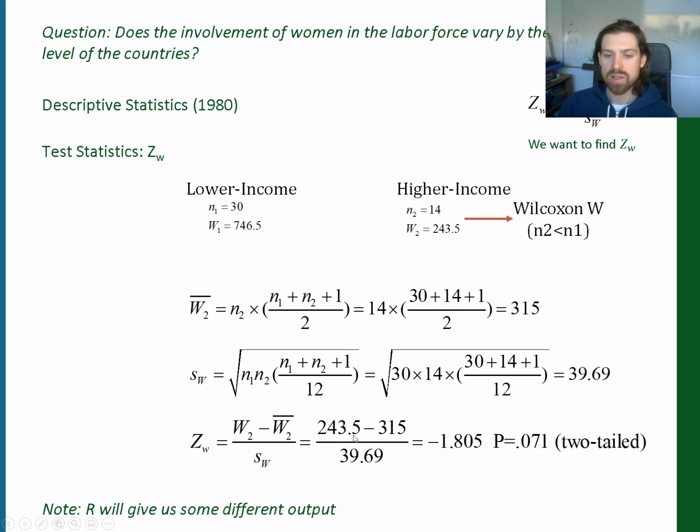And then once we're able to take those data, basically, so we've got the 39.69 as the denominator, we've got the 315 as the W bar 2 over here. And then we're able to input the W2 value just here, which is the sum of the ranks. And then when we do that, we end up with minus 1.805, which provides us with a p-value of 0.071. Okay, given the fact that this is obviously two-tailed because we didn't say which way we thought the level of involvement would vary.